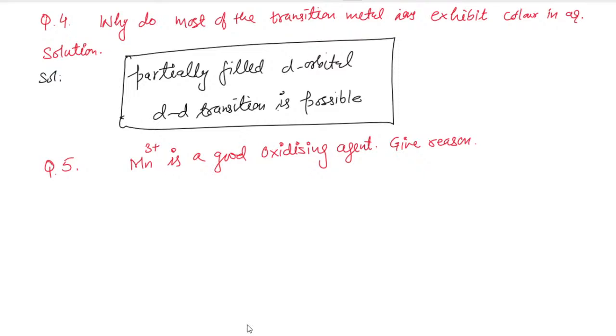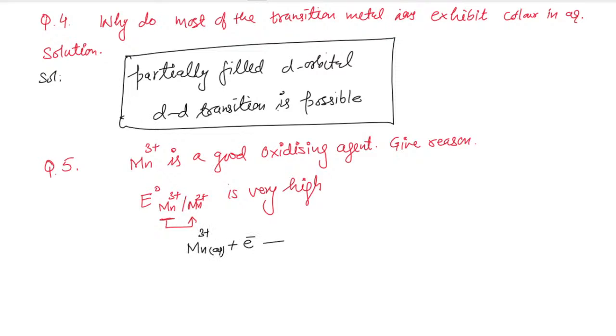So Mn3+ is a good oxidizing agent because you can write the E naught value of Mn3+ to Mn2+ is very high. This is the actual reason. As a result, Mn3+ can be easily converted into Mn2+ by accepting an electron. This reaction can easily take place. Mn3+ aqueous plus electron gives Mn2+ aqueous. That's why it is a good oxidizing agent.